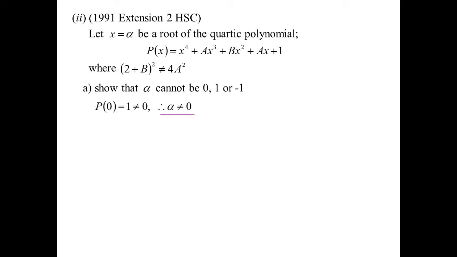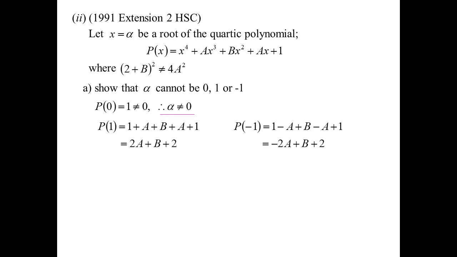I'll just use the factor theorem. Look, polynomial 0. If I sub 0 into that, I get 1. 1 is not equal to 0, so 0 can't be a root. So alpha can't be 0. Let's try it with the next one. Polynomial 1. I get 1 plus a, 2a plus b plus 2. Well, I don't know what a and b are, so I have no way of knowing whether that's 0 or not. I'm stuck. Oh, well, let's look at -1. Let's see what happens. Oh, a similar thing ends up happening. -2a plus b plus 2.